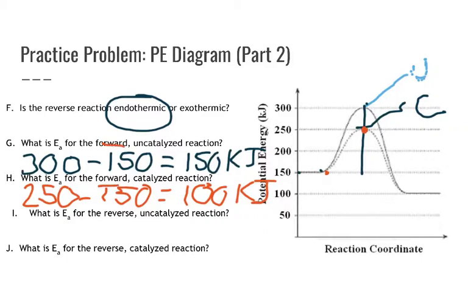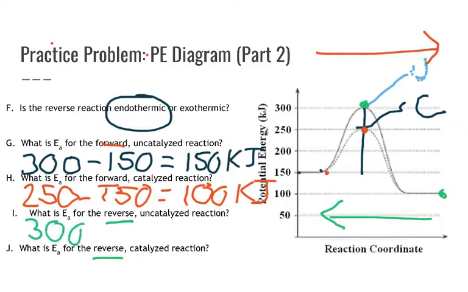Notice those were both asking about the forward reaction. Now we're going to look at the reverse reaction, so going the opposite way, because both I and J asked for the reverse reaction. So I asks for the activation energy for the uncatalyzed reaction. So in this case, we're starting at 100 and going to 300. So 300 minus 100 equals 200 kilojoules of energy.